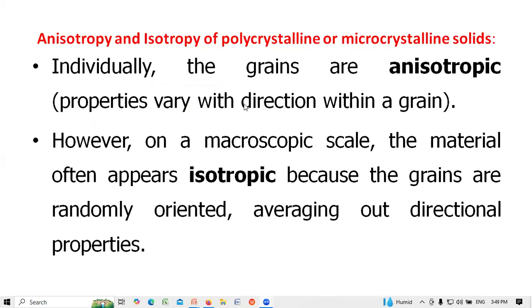Anisotropy and isotropy of polycrystalline or microcrystalline solids. Individually, the grains are anisotropic; properties vary with direction within a grain. However, on a macroscopic scale, the material often appears isotropic because the grains are randomly oriented, averaging out directional properties.